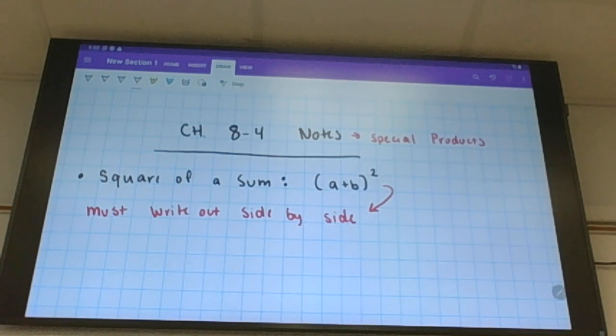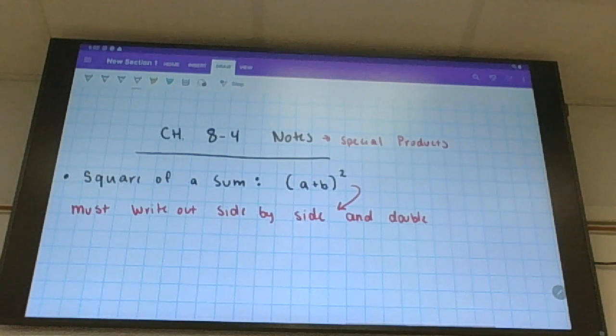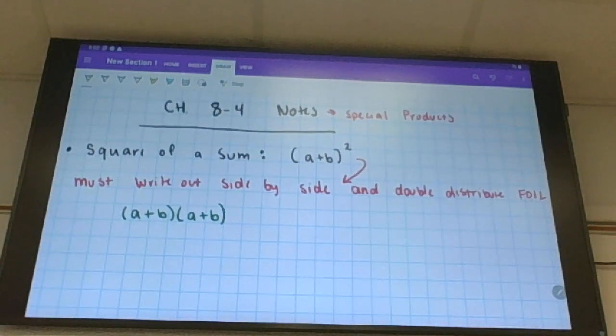You must write out side by side and double distribute, which is the same as FOIL. So you have to do (a plus b) times (a plus b). You can't do a squared and b squared. Can't emphasize that enough. This is not this.